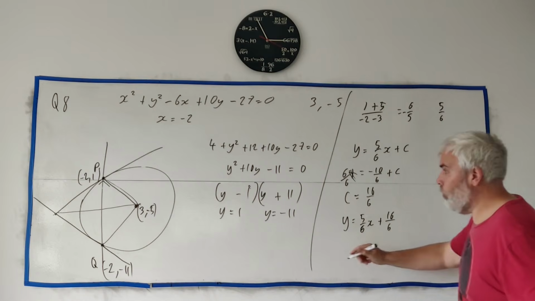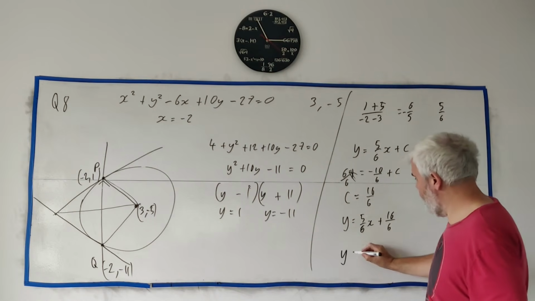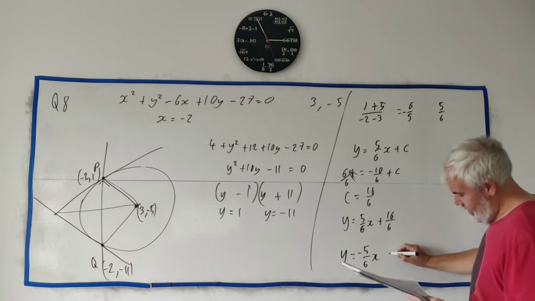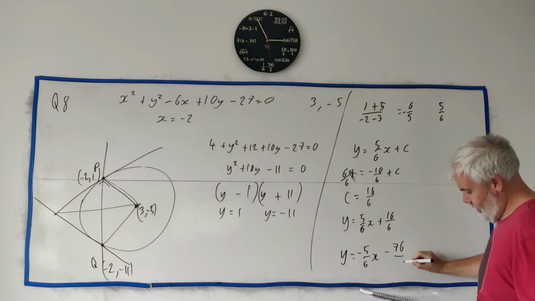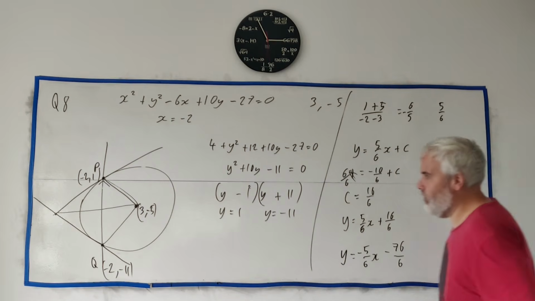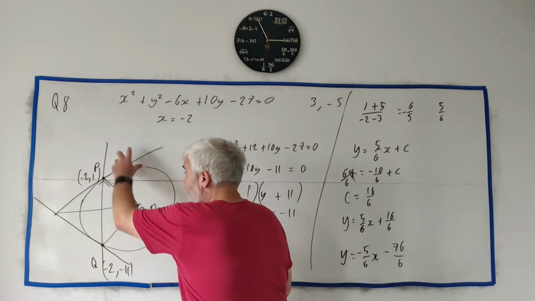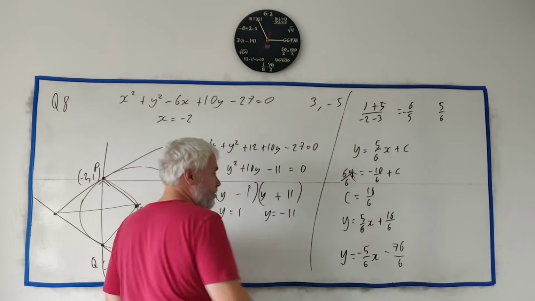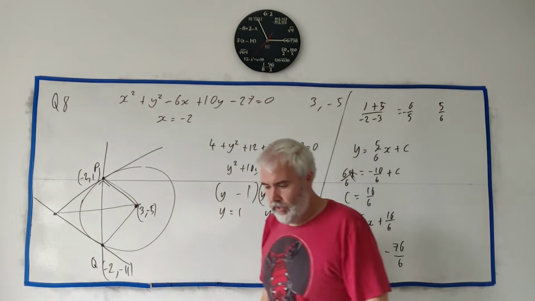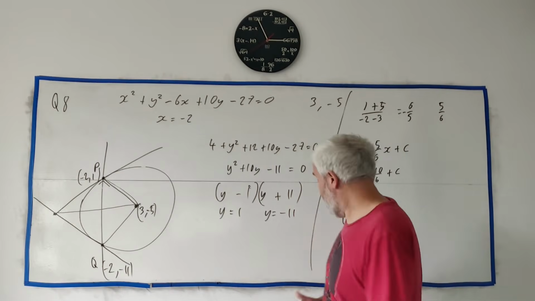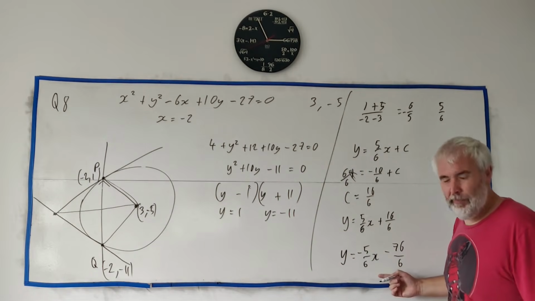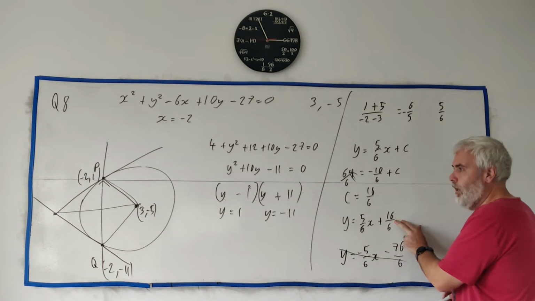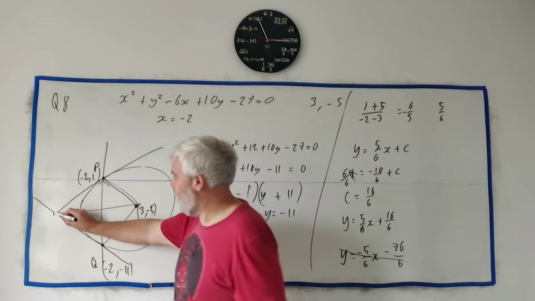So the other equation would be y is equal to minus 5 over 6 x, and I think minus 76 over 6. I hope that's correct anyway. That's the equation of these two lines. You could solve these two together to find this point of intersection. I didn't. That's why I only roughly did this one, and I might be wrong. I stopped just at this point here because I knew something about this.